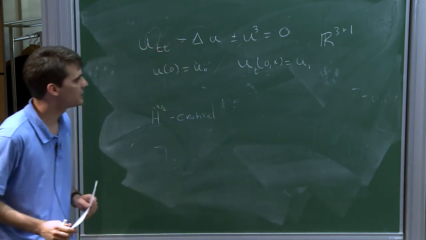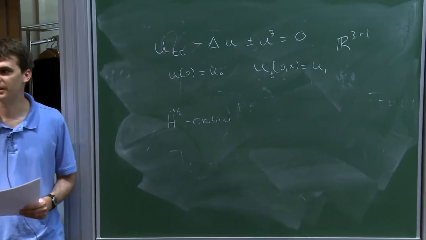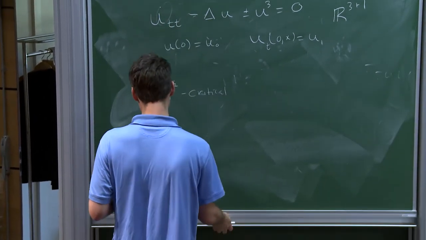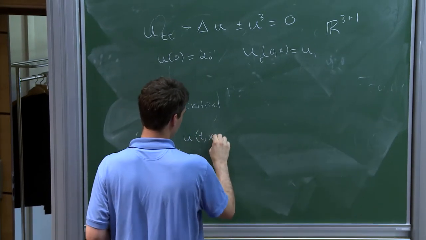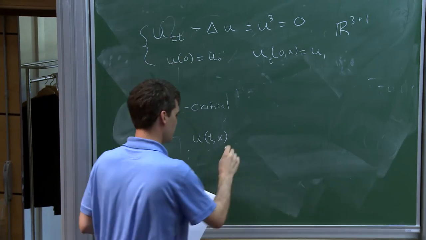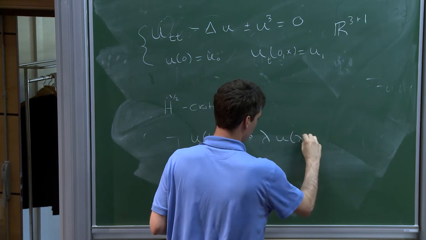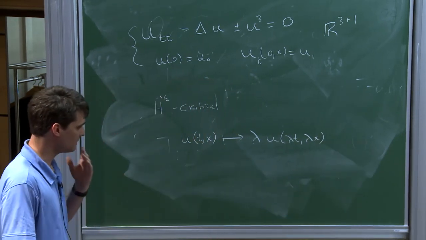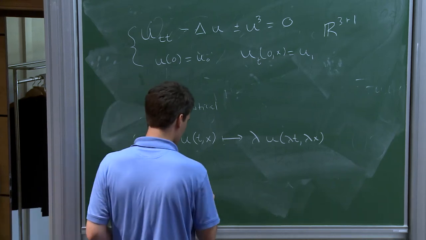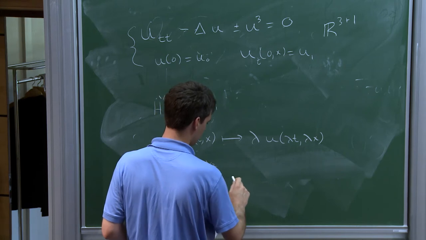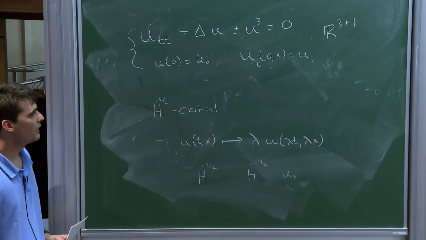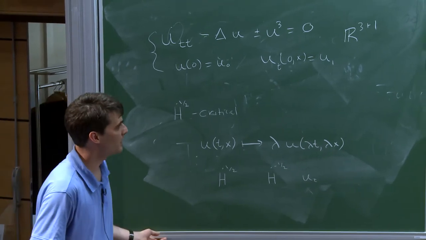A lot of people already know this, of course, and in fact, Rohan talked a bit about criticality on, I think, Tuesday. But in any event, just to say what it is, it means that if you have a solution to the equation, then in fact you have an entire family of solutions, because you can insert a lambda. If you check, you'll see that the norm that's preserved under that rescaling is the H dot 1/2 norm of your initial data, and the H dot minus 1/2 norm of your initial velocity, and thus it's called an H dot 1/2 critical problem.